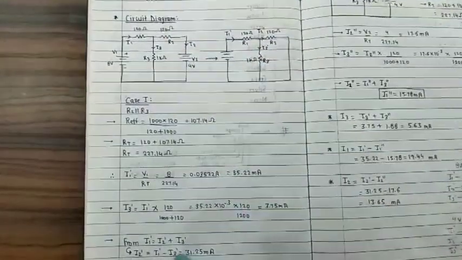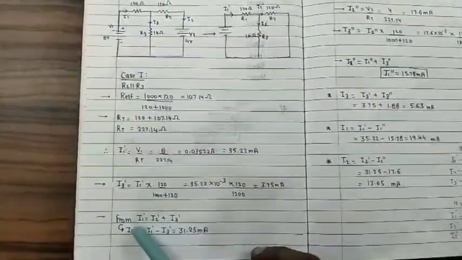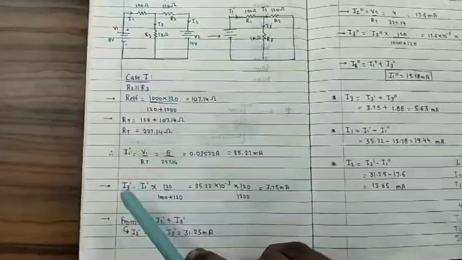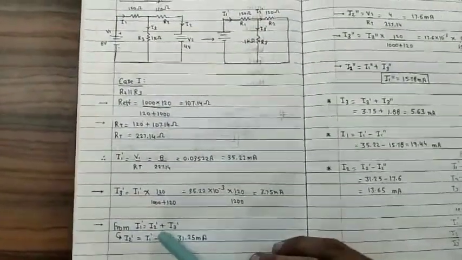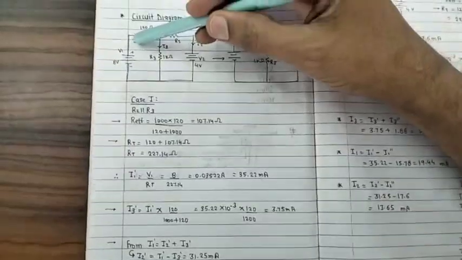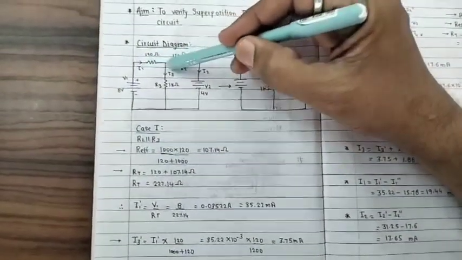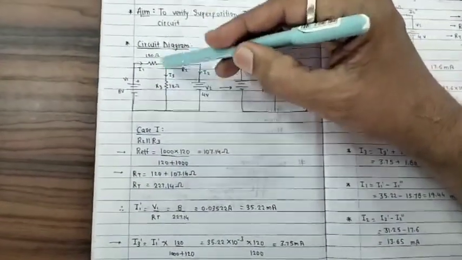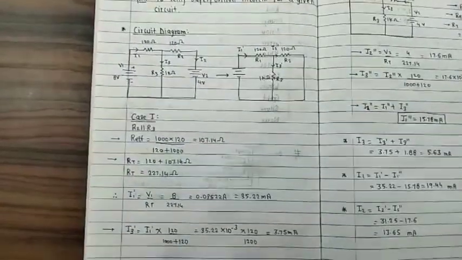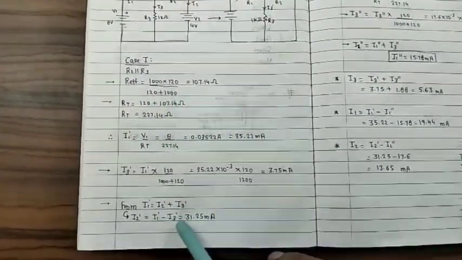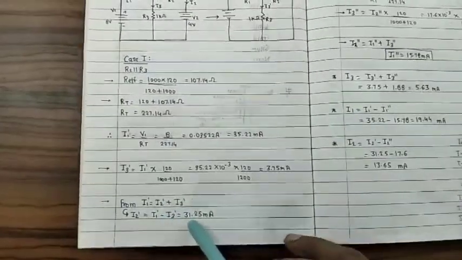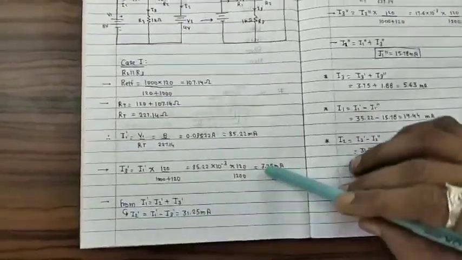Okay. Now we have got I1 dash and I3 dash, and we have to find I2 dash. How can we get this? We apply KCL. The incoming current toward the node is I1, and the outgoing currents are I2 and I3. So our equation becomes I1 dash is equal to I2 dash plus I3 dash, so I2 dash is equal to I1 dash minus I3 dash. Putting these two values, we will get I2 dash. In this way, the first case is finished.